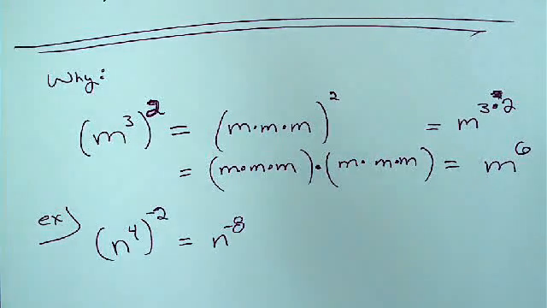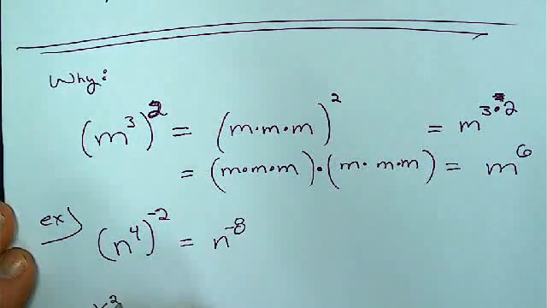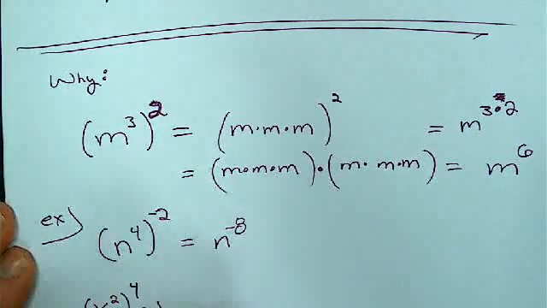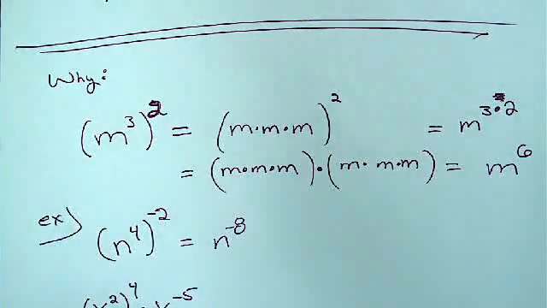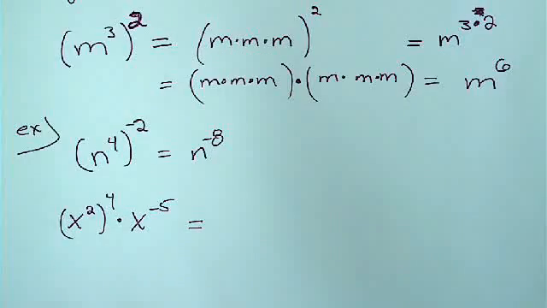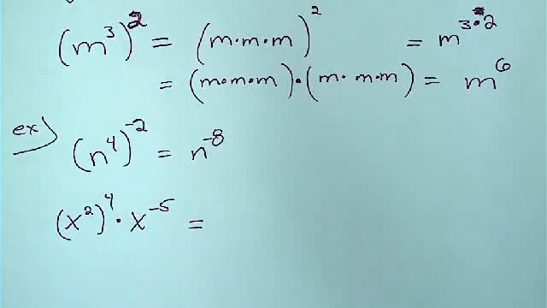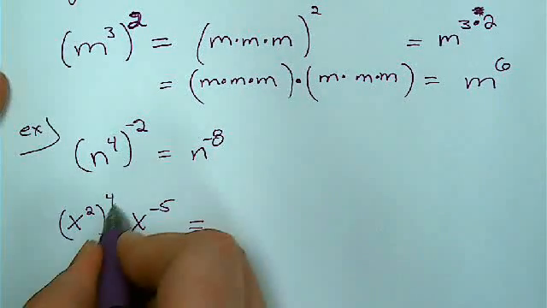Or how about this one? This is kind of a fun example. x squared to the fourth times x to the negative fifth. Let's see. Power to a power. That's positive 8.